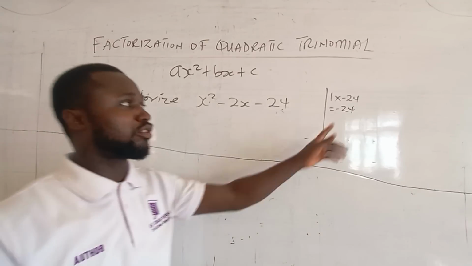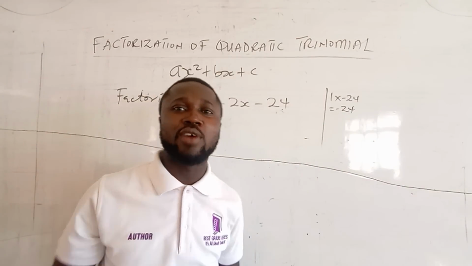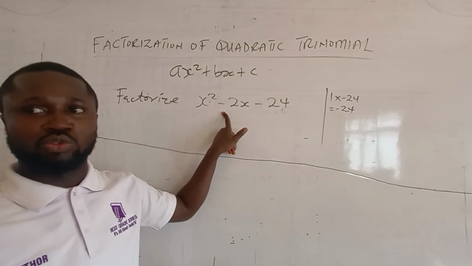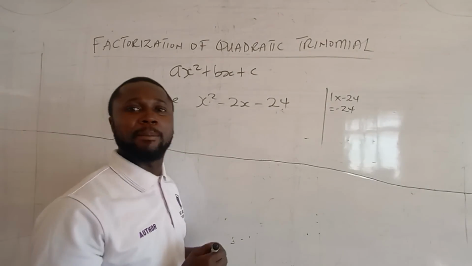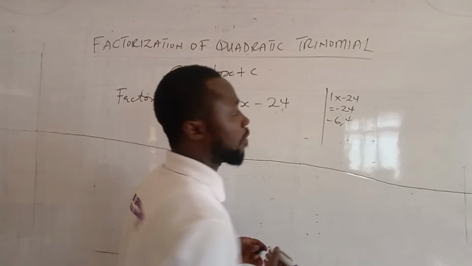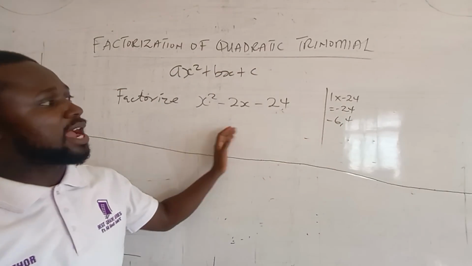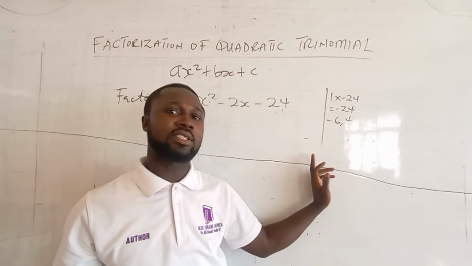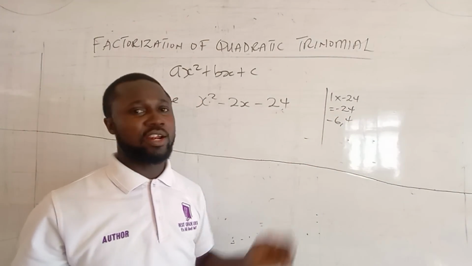When you multiply, you get minus 24. At the same time, when you add, you get the coefficient of the x. And what is our coefficient of x? Minus 2. So I believe that the two numbers that are going to help us are minus 6 and 4. Minus 6 times 4 will give us minus 24, and minus 6 plus 4 will give us minus 2.